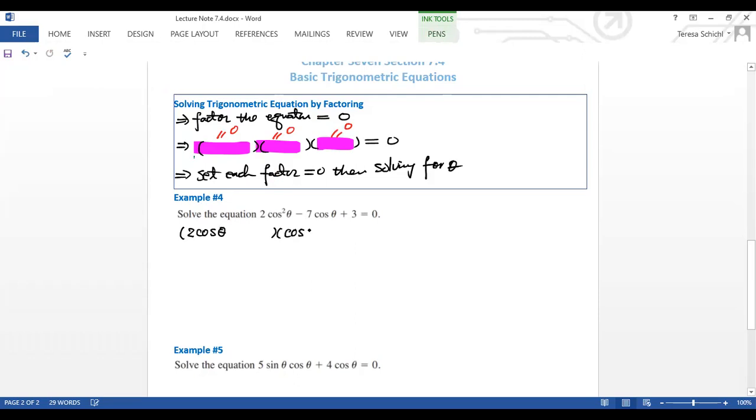Just like x, you treat x as cosine theta. So 2 cosine theta times cosine theta gives 2 cosine squared. Here is negative 7. Maybe I need to put a 3 here, and then a negative 1. Let's see if it's true: 3 times negative 1 times 2 is negative 6. Yes. So this one is equal to 0, and we set each factor equal to 0.